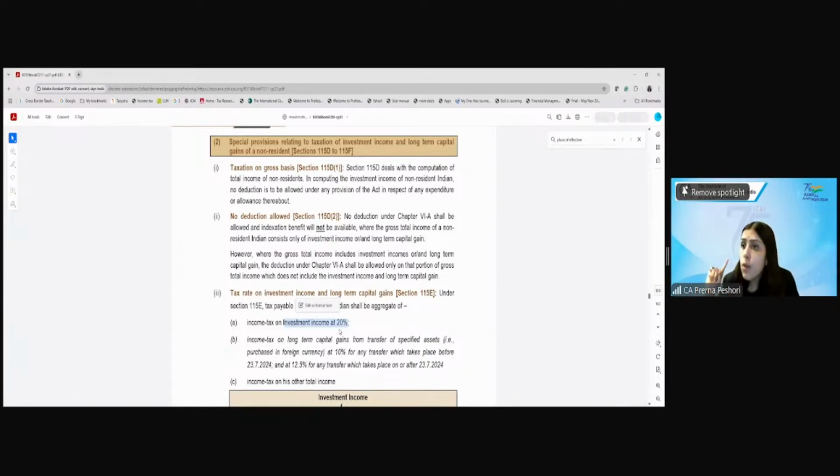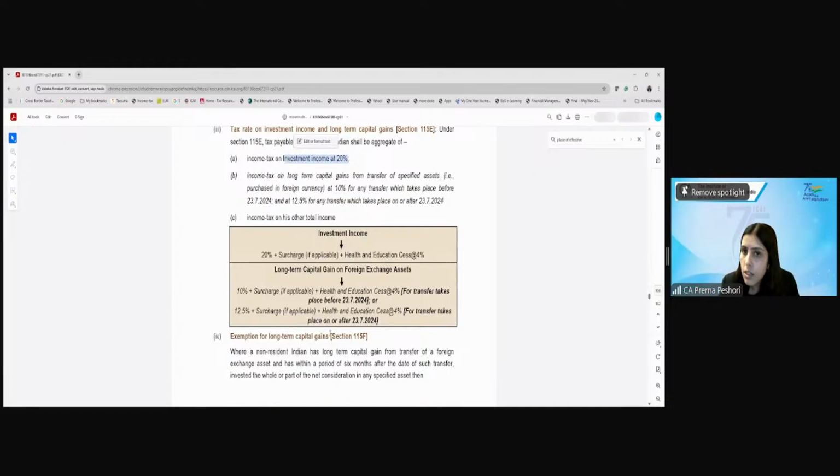Here, you will also get the benefit of the first proviso to 48 because you have purchased those shares and debentures using foreign exchange. This section does not restrict you from the benefit of the first proviso. But you will not get any Chapter 6A deduction. Are we clear? Yes or no?